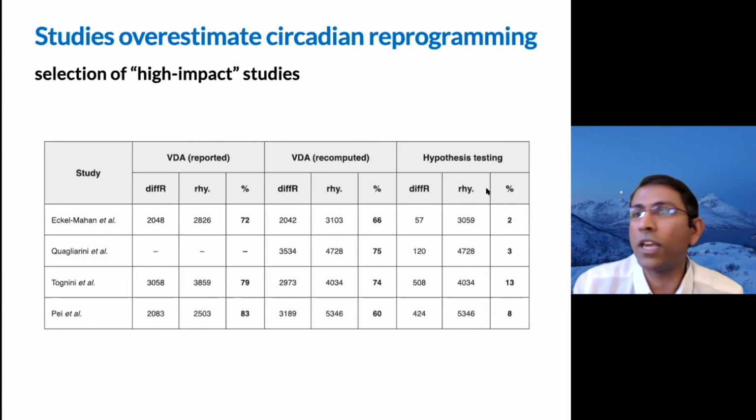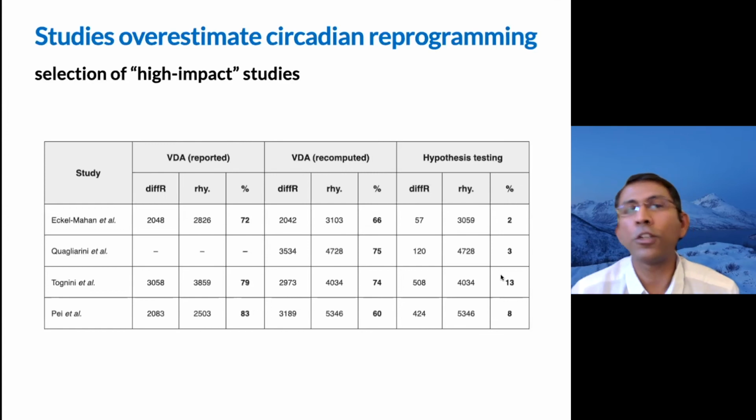But if you do this analysis correctly using compareRhythms, we see that except for this ketogenic diet, we get less than 5% of the transcriptome actually being altered by these interventions. Of course, the consequences of this overestimation we discuss in detail in the paper, and I don't want to get into this in the talk here.